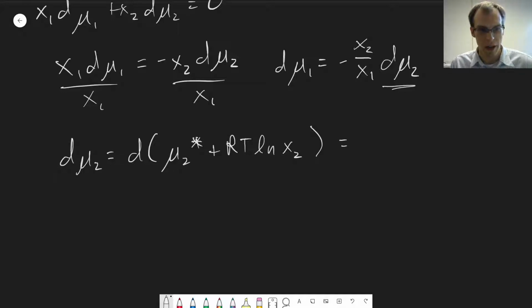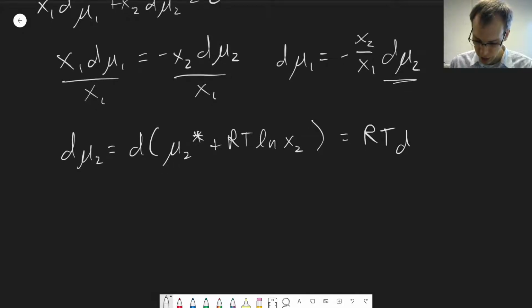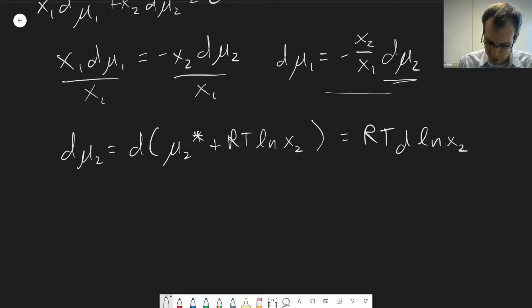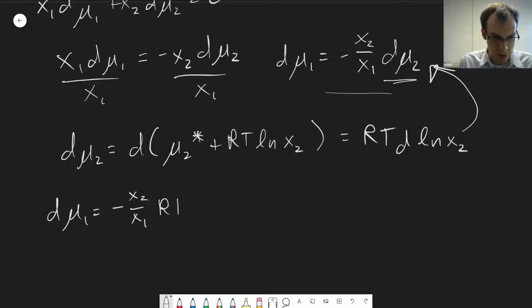We're considering, again, a constant temperature and pressure specifically. That's how we derived the Gibbs-Duhem equation in the first place. So that gives us just RT, those are both constants, and then we'll have the differential of the log of x2. So we can plug that into our expression for the Gibbs-Duhem equation up here. We can plug this in for d mu 2 and say d mu 1 is equal to minus x2 over x1 times RT d log x2.